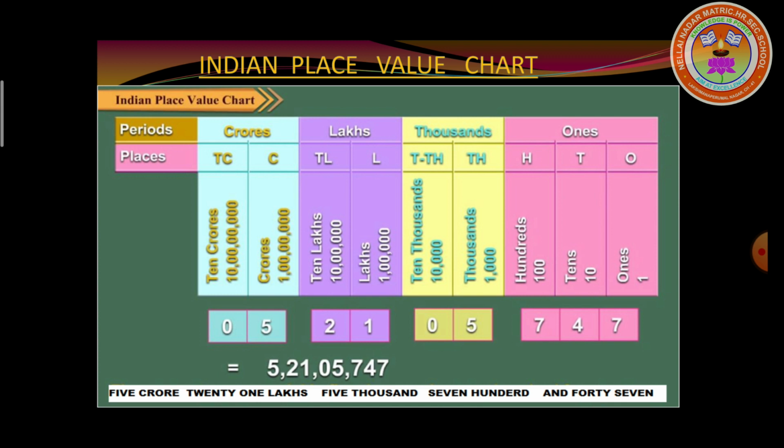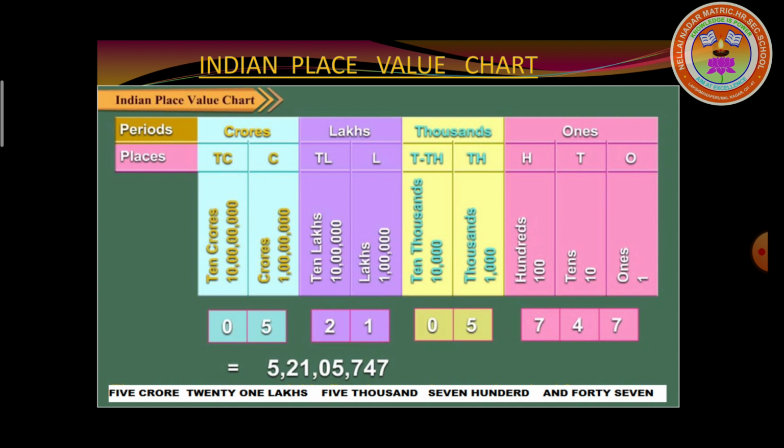So, how to put commas for a number? Based on the periods, we have to separate the number by using commas. See the example given below. 52105747 is an example of how I have written it in the Indian system. See, 747 belongs to the ones period, then 05 belongs to the 1000 period, so I have put a comma after 5. Then 21 belongs to the lakhs period, so after the end of 1 I have put a comma. Then 5 belongs to the crores period, here there is no 10 crore value.